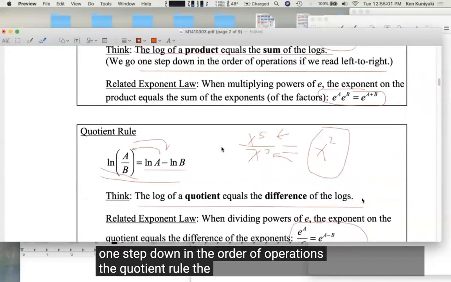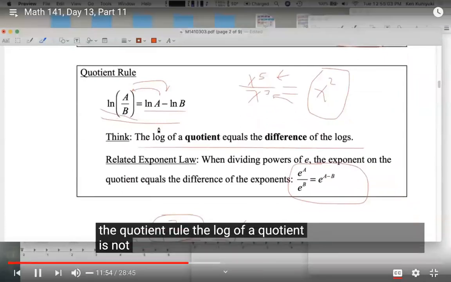The quotient rule. The log of a quotient is not the quotient of logs. By the way, I need to explain that. I don't like PEMDAS. I like PIMA because remember, multiplication and division are tied. Addition and subtraction are tied. So when I say one step down, I mean going the step down from multiplication and division down to addition and subtraction. That's what I mean, because PEMDAS ignores ties.